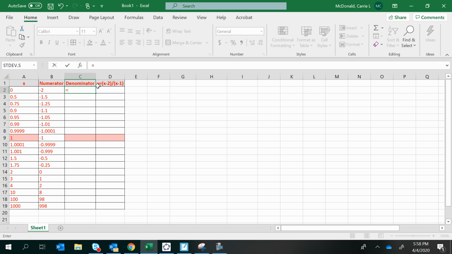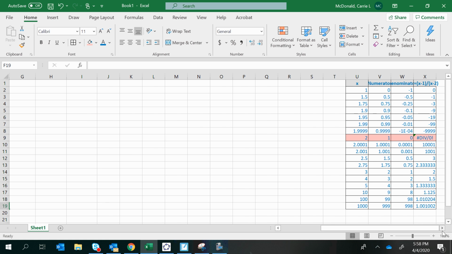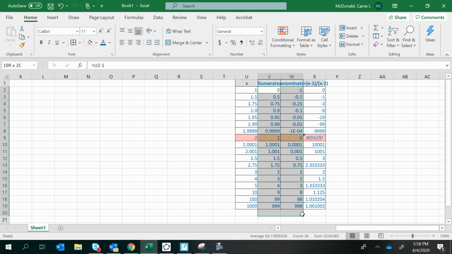And I can do that for my denominator as well. I can use the x minus 1 and then copy that down to get all my denominators. And then to get my y values, or the function values, I can do the numerator divided by the denominator and copy that down. And I also put some highlighting here so that I could clearly see where my vertical asymptote was. For the blue, same thing, except the values are a little different.